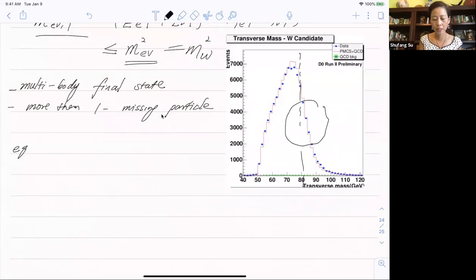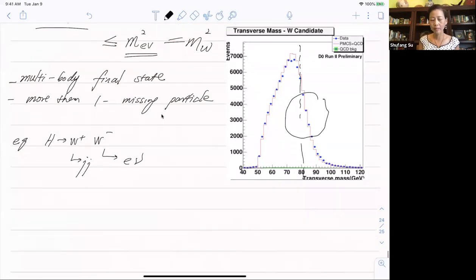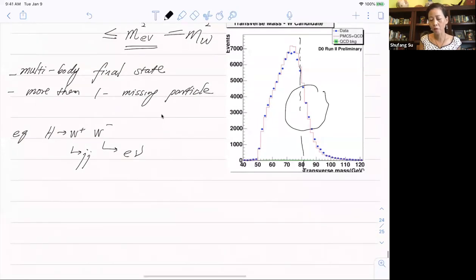Let me still use the W as an example. The Higgs goes into W plus and W minus. One W goes into two jets, and the other W goes into e and mu. So this is the case where I have a four-body final state and one missing particle. The obvious transverse mass I can think of: I know it's coming from W plus and W minus.